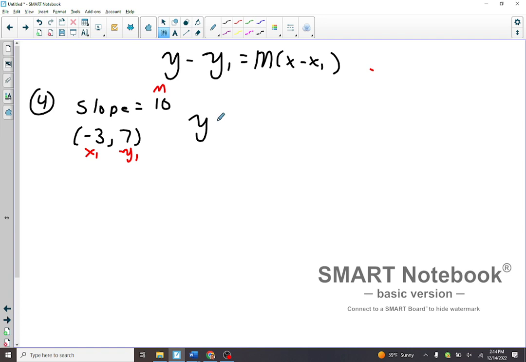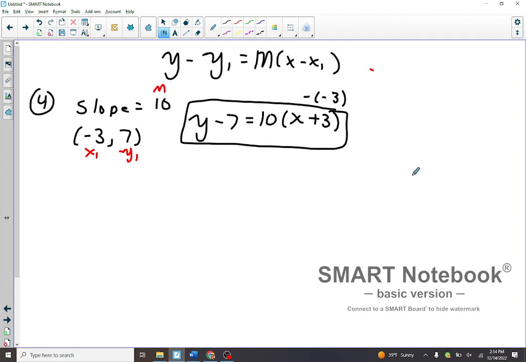y minus 7 equals 10x. So this is technically a double negative, so minus -3. So we're going to write that as plus 3. Hey, it's written in the form I want. I am done.